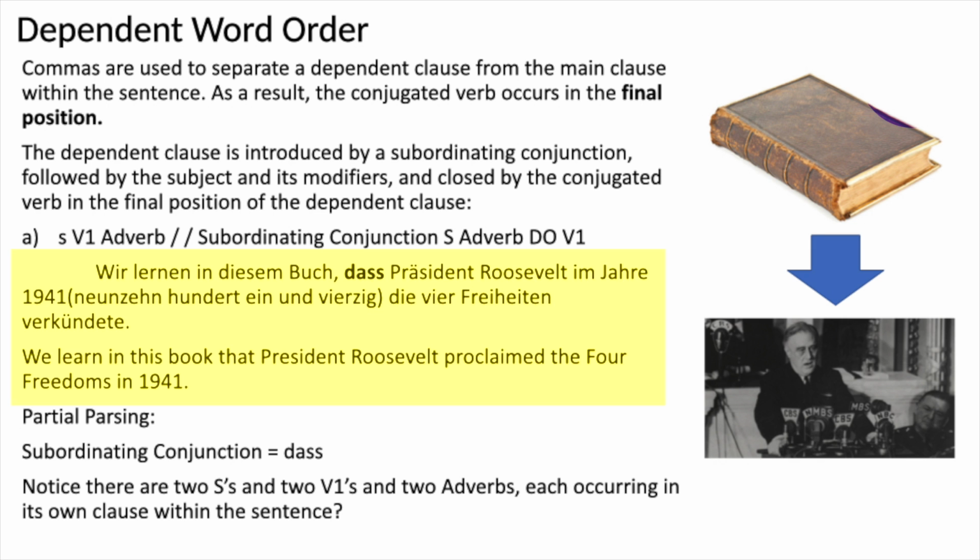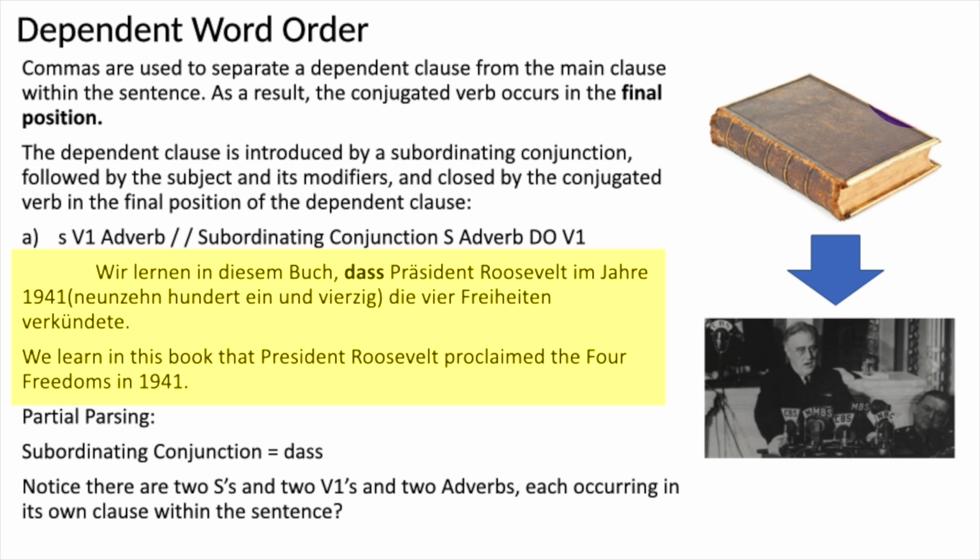President Roosevelt proclaimed the four freedoms in 1941. President Roosevelt is the subject. Proclaimed is the conjugated verb. So we have two different clauses here, okay, and they're joined in this case by the word that. So we learned that such and such was the case. The addition of that in the second clause makes it a dependent clause. That's why you see the verb in German verkündete at the end rather than in the second position.